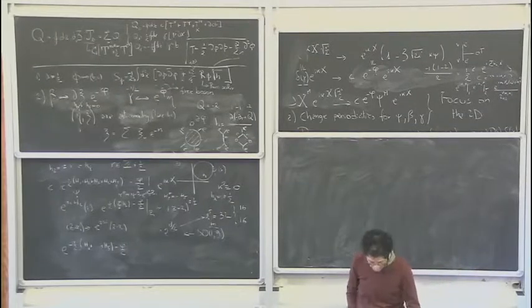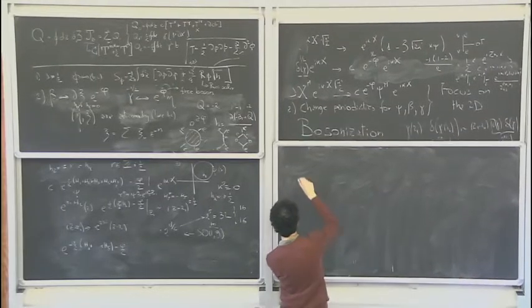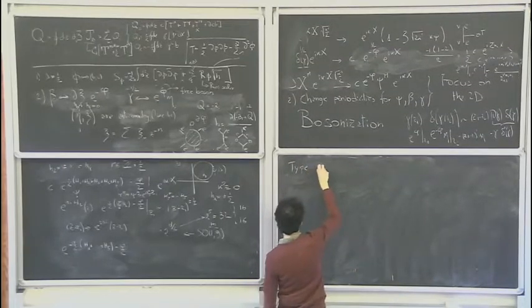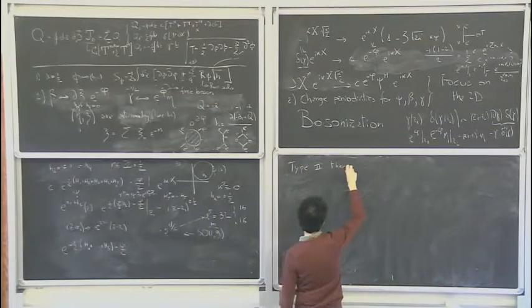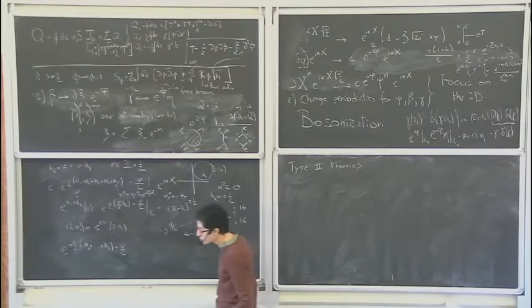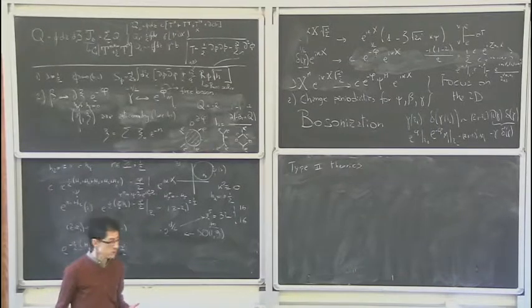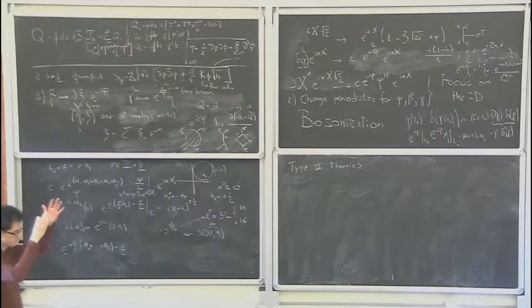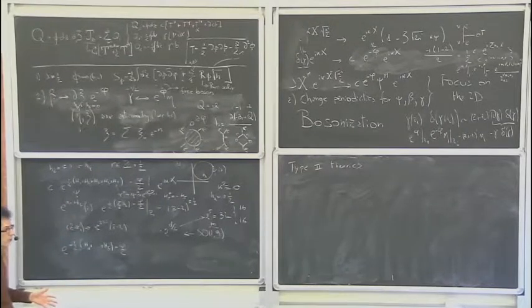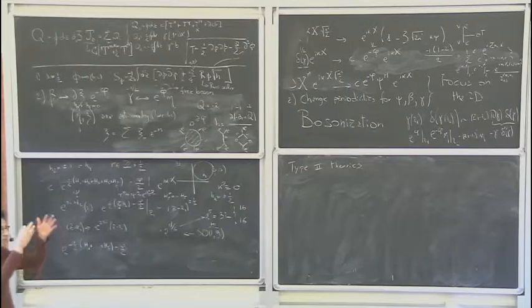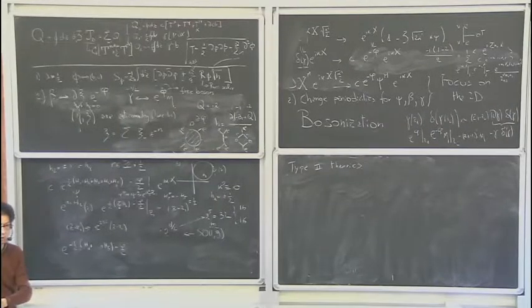Okay, so let me start from type 2 theories. So type 2 theories are the most natural generalization of what we did for the bosonic theory. So you just take your holomorphic part, you define physical state for the holomorphic part, then you repeat the same calculation for the anti-holomorphic part, and then you pair these 2 parts by satisfying the level matching condition.